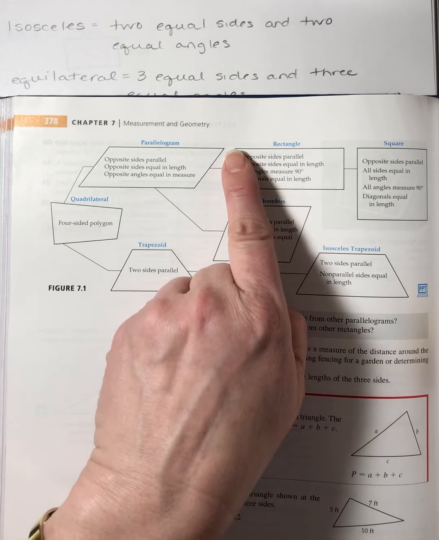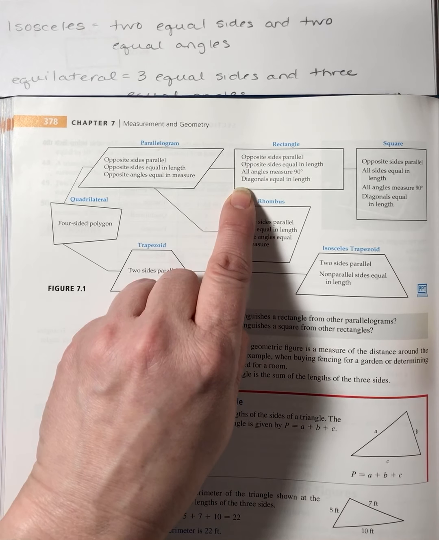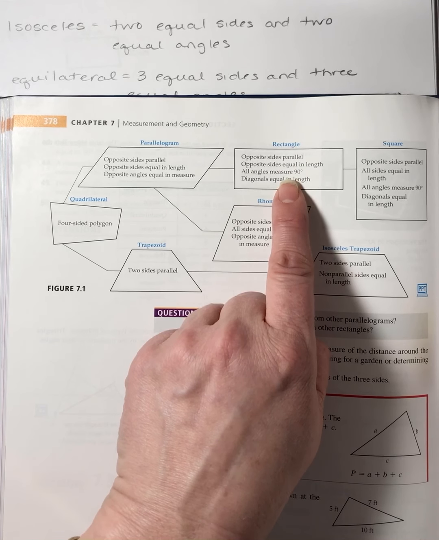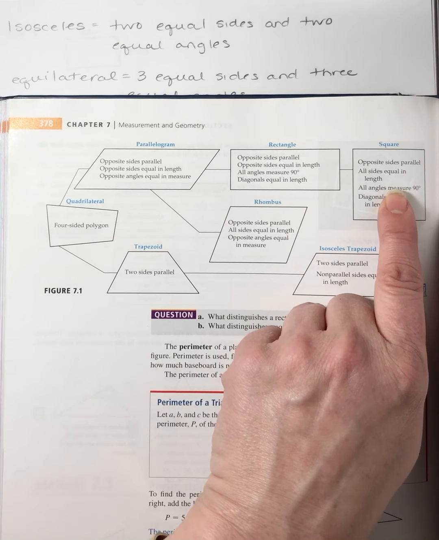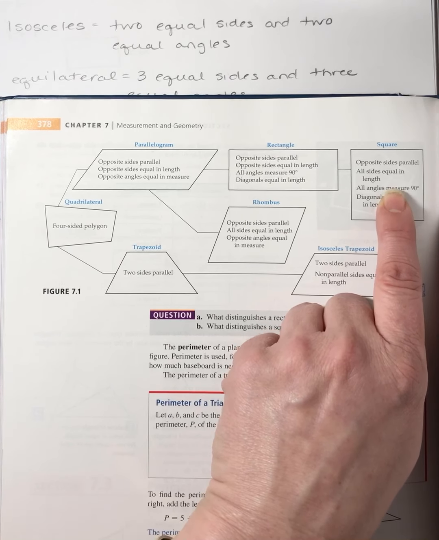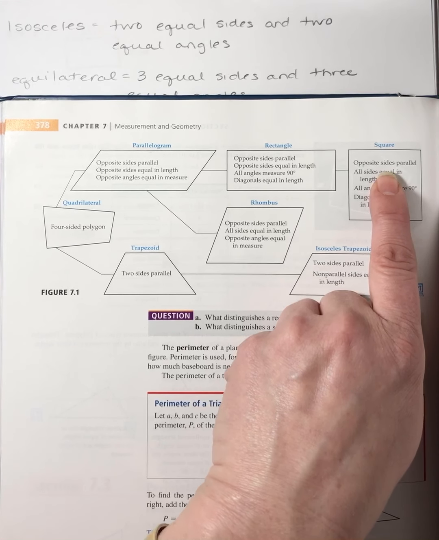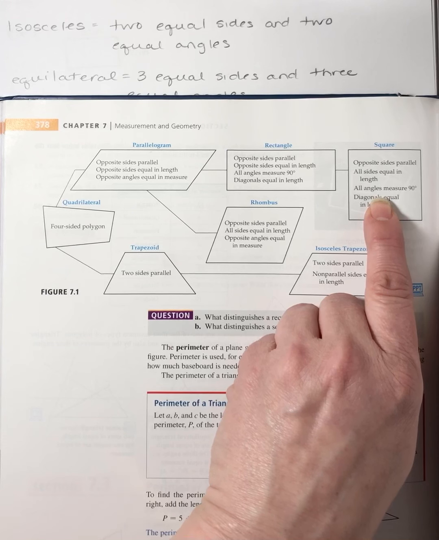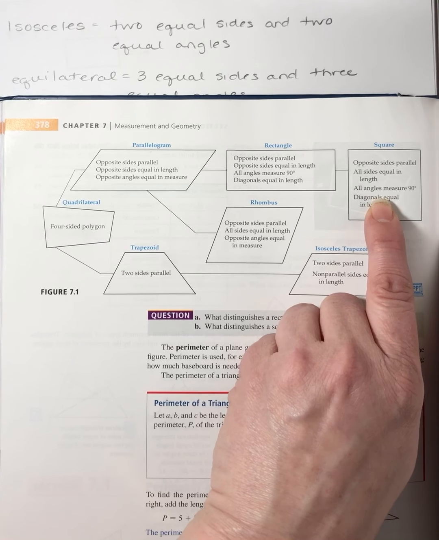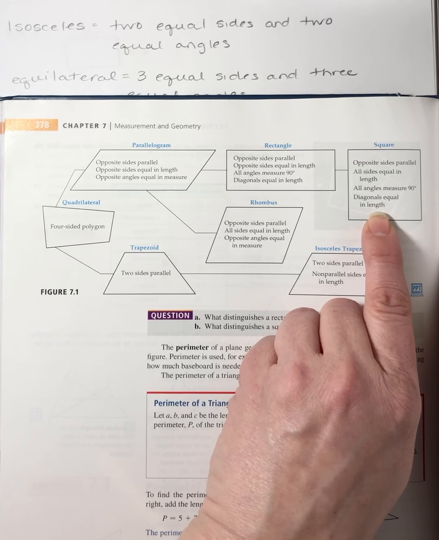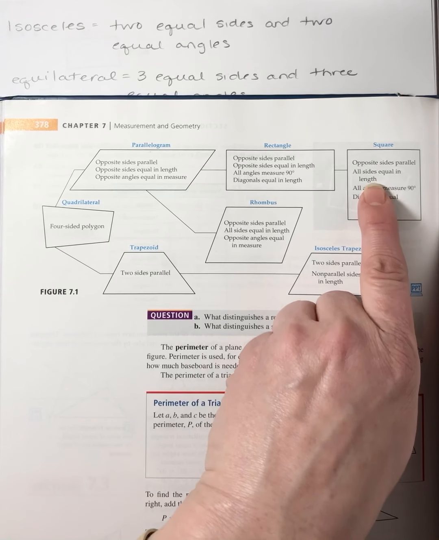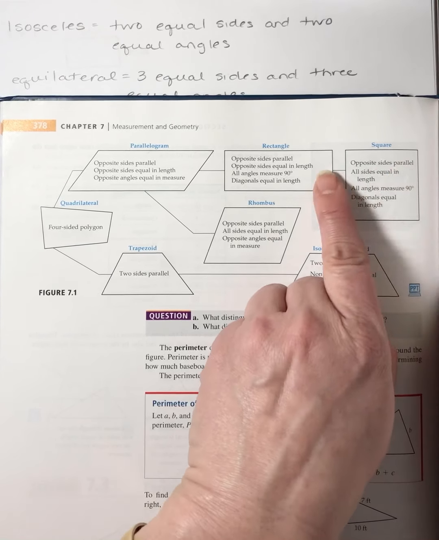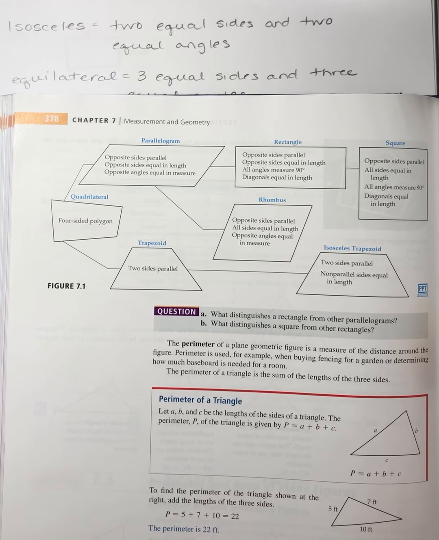Diagonals are also equal in a rectangle. Okay, and I'm going to keep going because if you have a rectangle, and all of the sides are the same, then it becomes a square. We still have opposite sides parallel. We still have opposite sides equal. We still have all angles measured 90 degrees, and then diagonals are equal. But instead of just opposite sides, all of the sides are the same. So that's the one difference between a rectangle and a square.